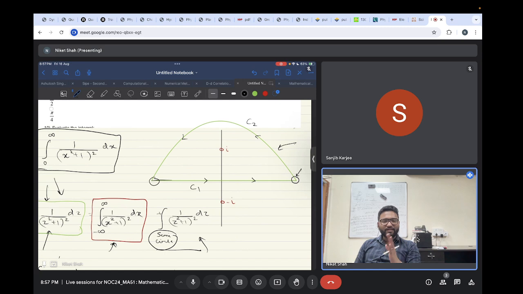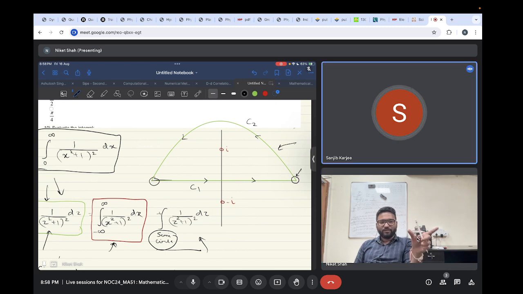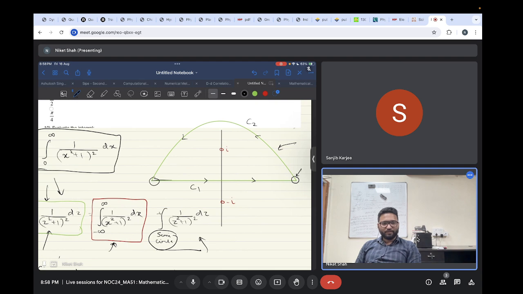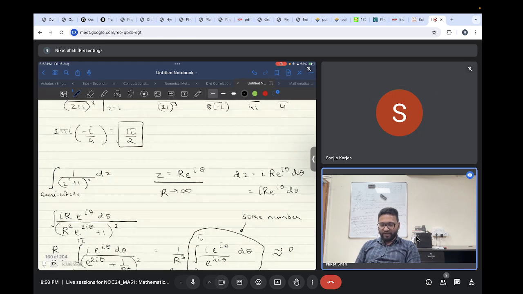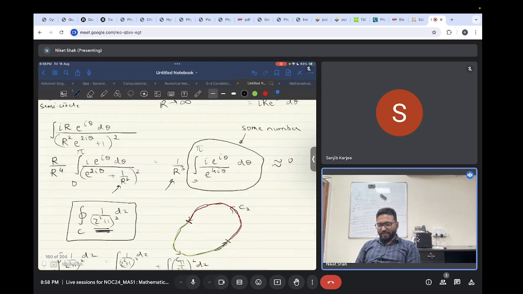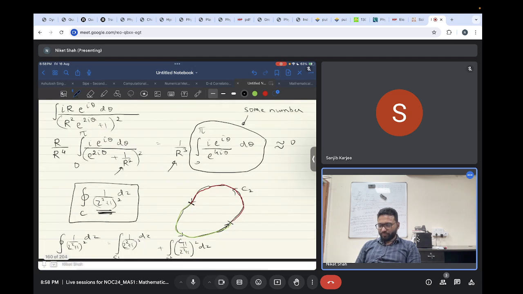R is tending to infinity. R is not changing. Only theta is changing. So it is exactly marking this semicircle, right? It is R e raised to power i theta, and I'm marking this semicircle from 0 to pi. So that's exactly what I'm doing. That's why I said R tends to infinity and R e raised to power i theta is the complex number which goes along the semicircle. And we know that that integral gives me 0.